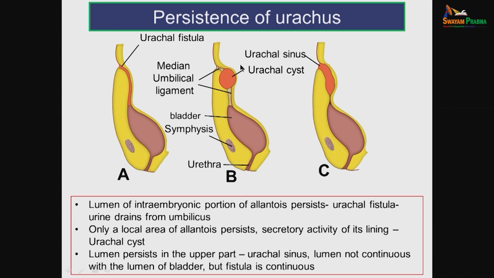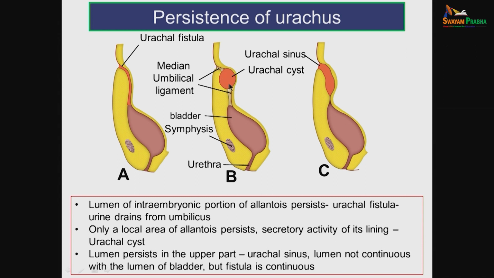The picture in the middle, picture B, shows a cyst in the middle. Only a local area of the allantois persists, and there is going to be secretory activity in it from the lining, and hence there is a cyst formation. This is called a urachal cyst.